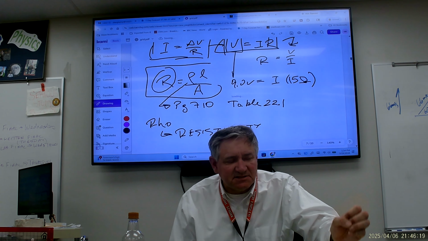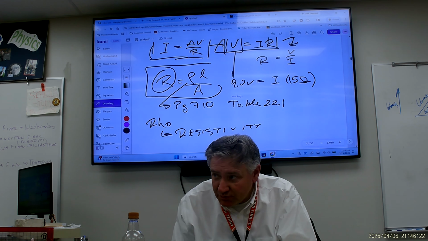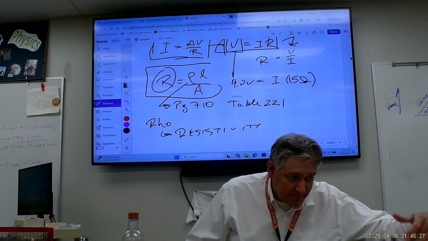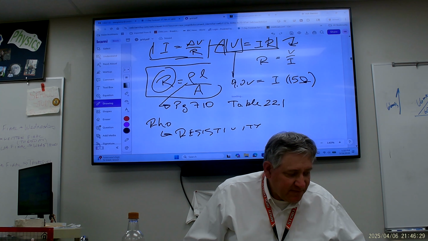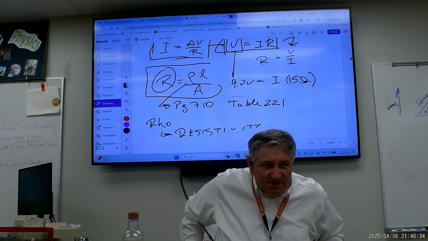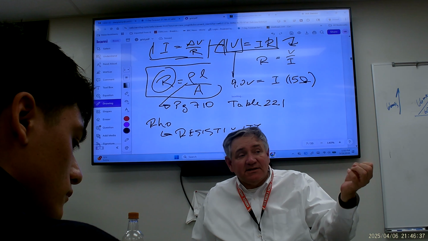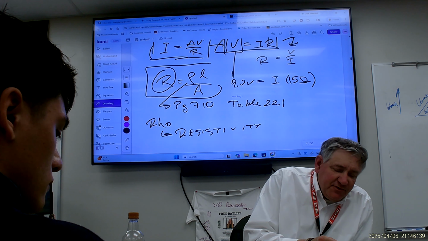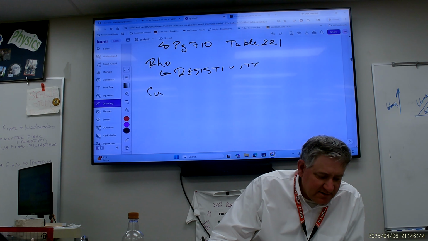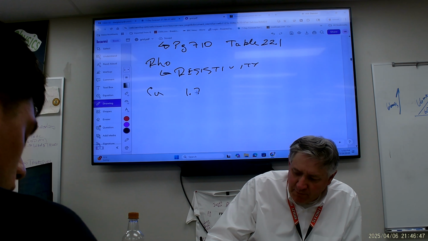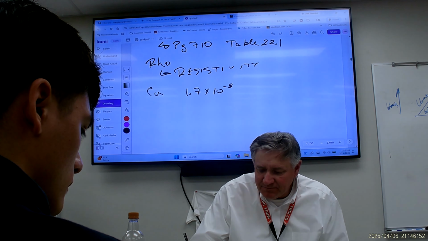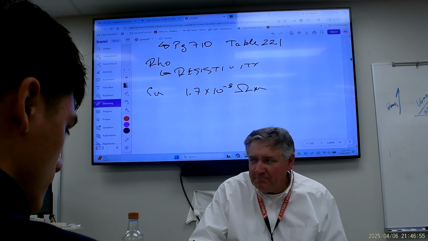Resistivity is not resistance. It's related to it, but it's not the same. If you look on page 710 in your book, it has a chart that lists different resistivities. This is a classic situation where you have to look at manipulating different things. On this chart, you'll notice that copper is towards the top, and it has a resistivity of 1.7 times 10 to the negative 8th, with some weird units of ohm meters.